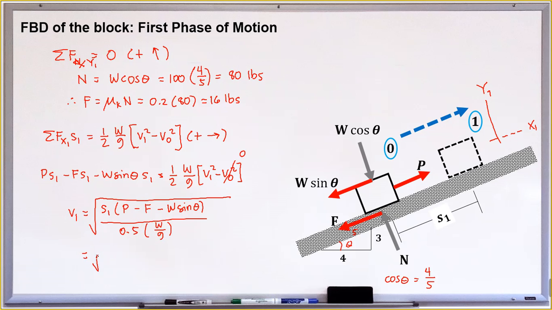So plug in the values. First displacement is 10 feet. So 10 times the applied force is 120 minus frictional force 16, sorry, this is 16. Minus the weight is 100. So 100 and then sine theta. Okay. Naa man dito value for sine theta.